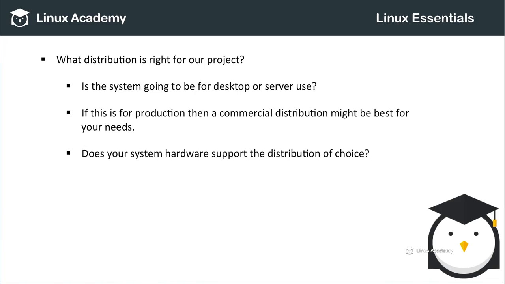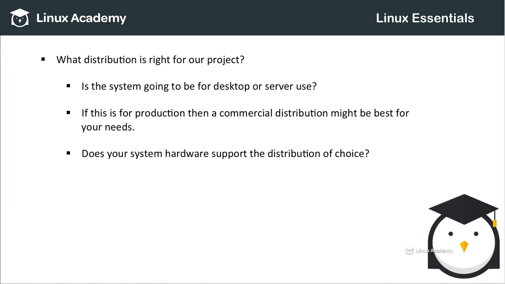So, with all the different distributions that are available today, what might be right for our project? Some of the things that you might look at between the different distributions is to make sure of whether the system is going to be for a desktop or a server. Some distributions are better for desktop, and some might be better for servers. If it's a production environment, a commercial distribution with support might be best for your needs. I mentioned a moment ago that there is SUSE and Red Hat, which are great examples of something that might come with a great support contract.